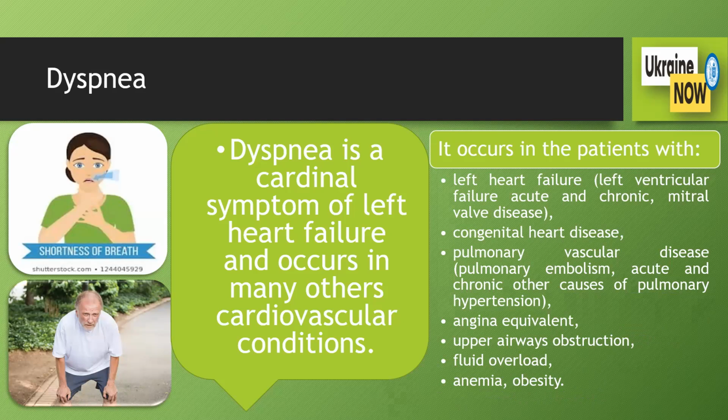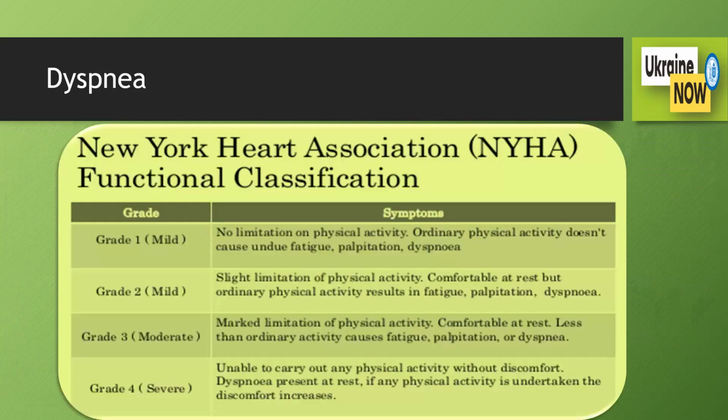Next is dyspnea. It is a cardinal symptom of left heart failure and occurs in many other cardiovascular conditions. It occurs in patients with left heart failure, with angina equivalent, fluid overload, also anemia and obesity. The New York Heart Association classification provides a simple way of classifying the extent of heart failure. It classifies patients in one of four categories based on their limitations during physical activity. The limitations or symptoms are in regard to normal breathing and varying degrees of dyspnea or angina pain.